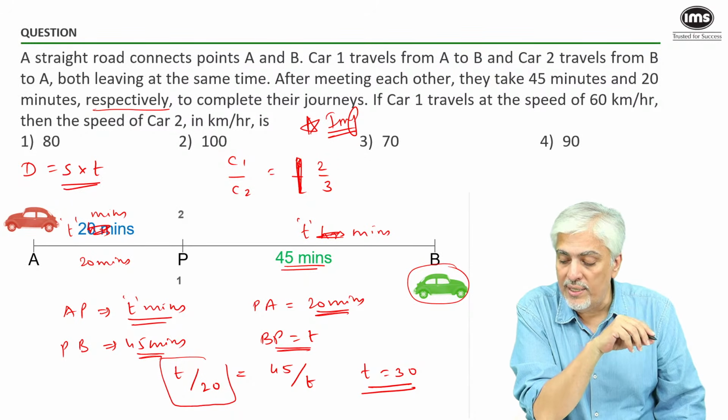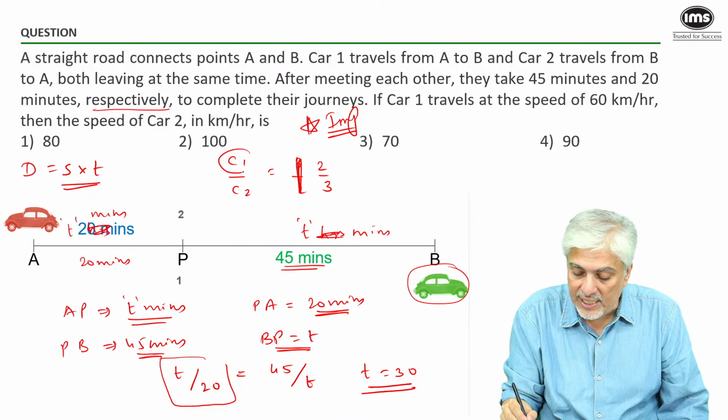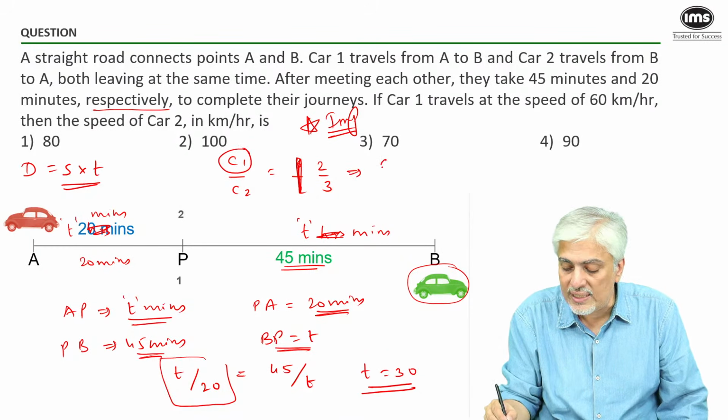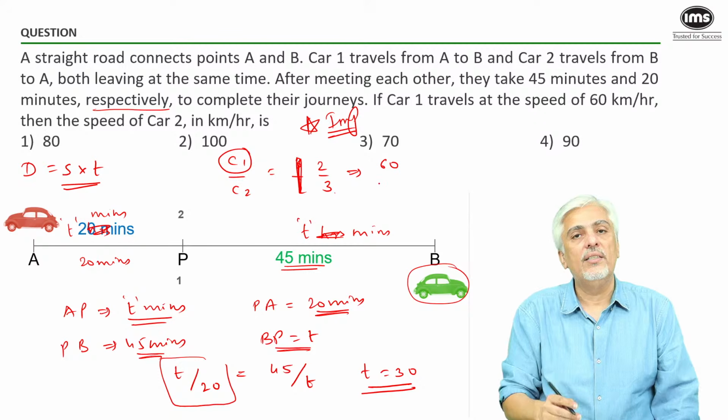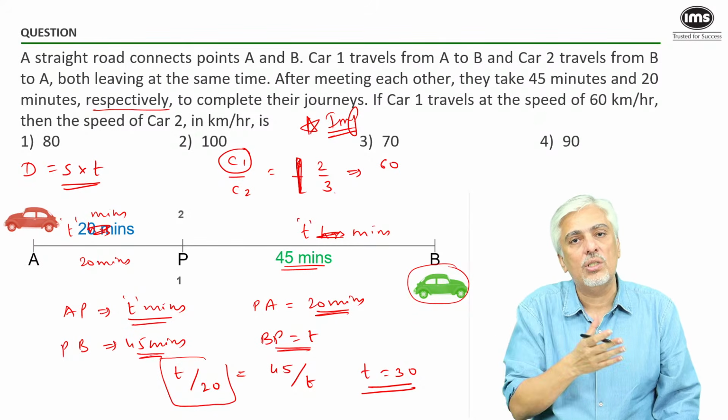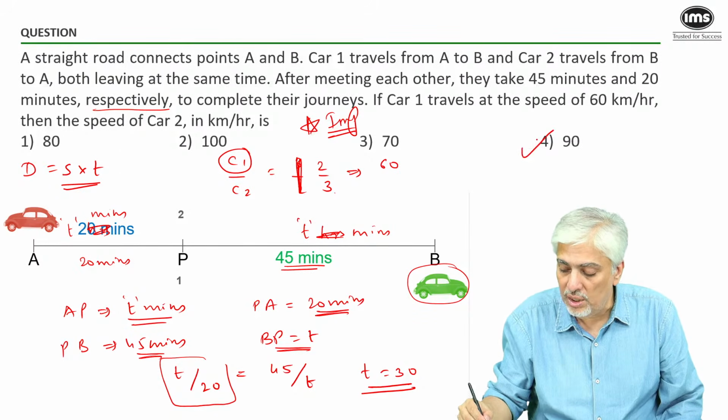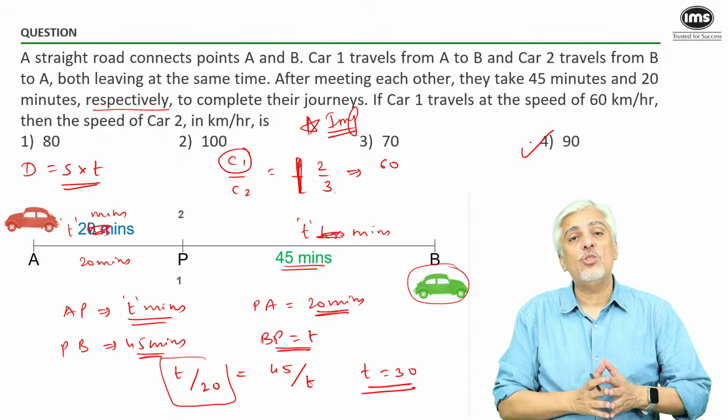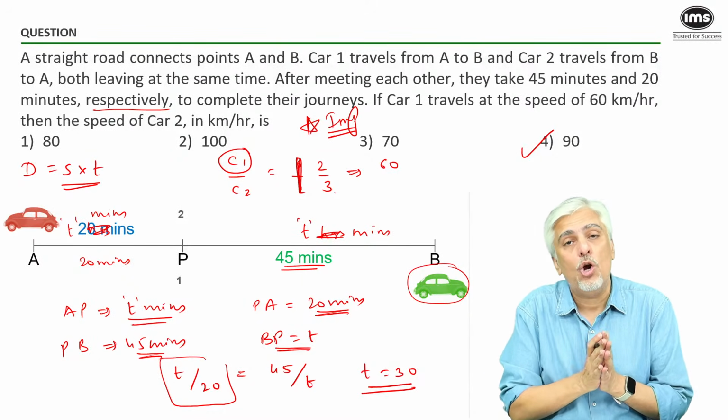Now, car 1 travels at a speed of 60. This I already know is 60. So 2 is 60. Then how much will be 3? If 2 is 60, 1 is 30. So 3 will be 90, which is the fourth option. One of the ways to do it. I assumed I did not know the formula.